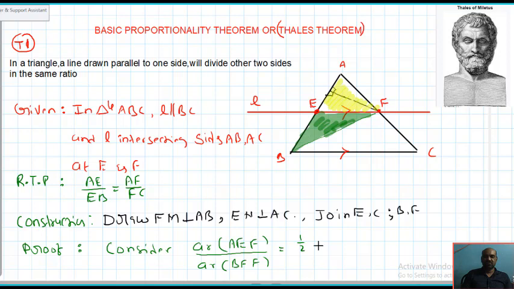Students, observe, area is half into base into corresponding height. Any triangle you want to find the area of, any side you can take as base. If you take this as the base, this becomes the height. I want to take AE as the base. The height becomes what? This is what I told M, no? FM becomes the height. FM I can write by area of this triangle, BEF. For that triangle you can take BF or EF as the base, but I want to take BE as the base. Half into BE into, for this base FM becomes the height.